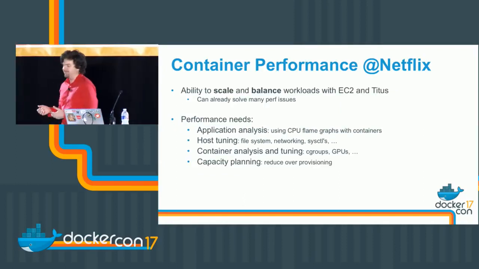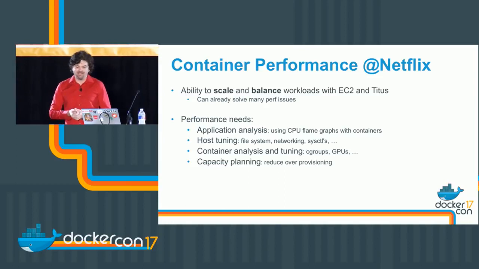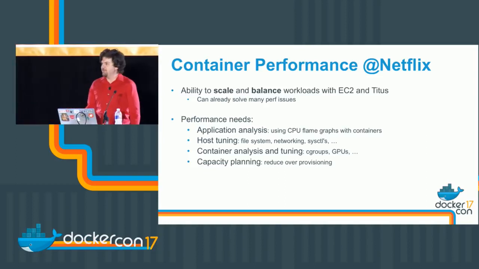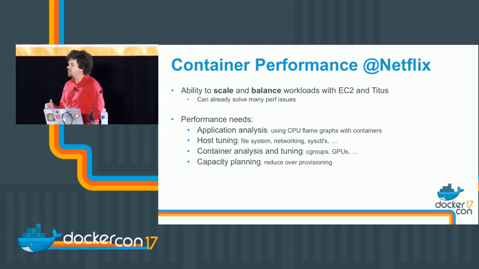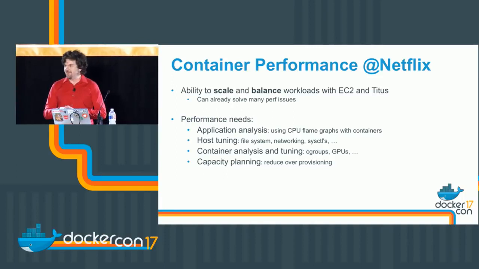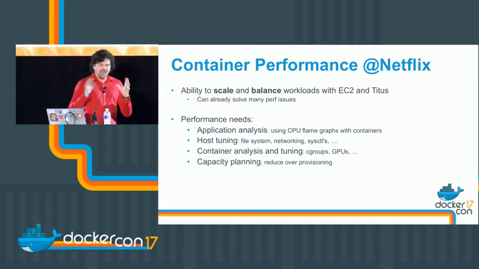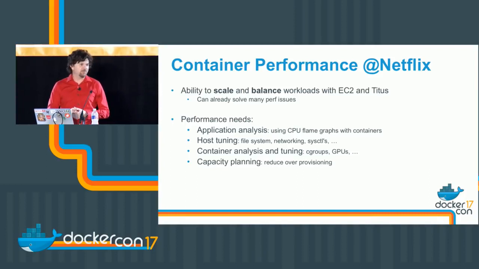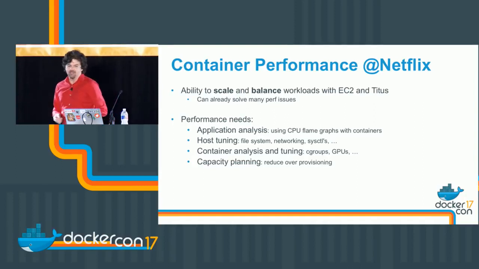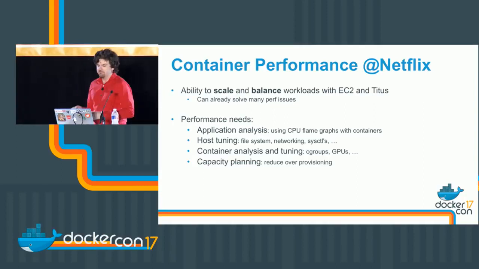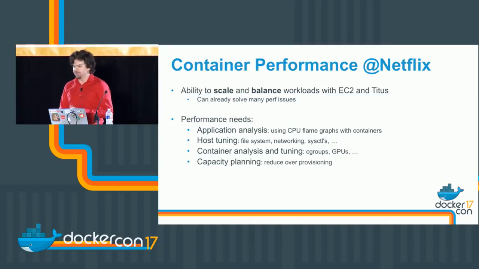Container performance at Netflix, well, the way it's set up with EC2 and instances, we can scale them up when we need to, very easily. Amazon makes that very easy to scale up. And also with Titus, we can balance out the workload when needed as well. So the architecture that we have already solves a lot of performance problems. Some of the things that we then need to do include primarily application analysis. So we've moved applications to containers. How are they running? Can we still analyze them? Host tuning, container analysis and tuning, cgroups, and capacity planning to reduce over provisioning.